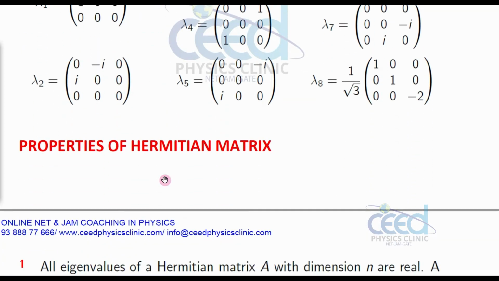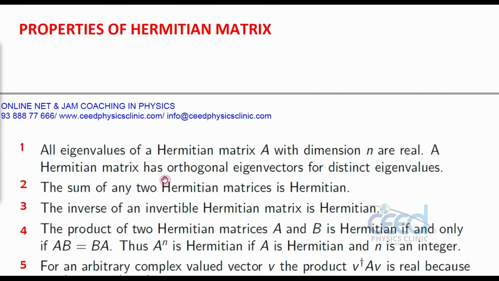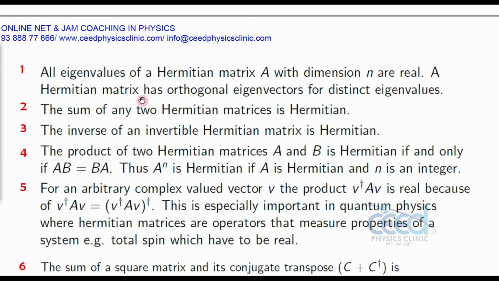Now let us go to the properties of the Hermitian matrix. That is very important. All eigenvalues of a Hermitian matrix are real. If you find the eigenvalues, they are all real. Very important. Also, a Hermitian matrix has orthogonal eigenvectors.